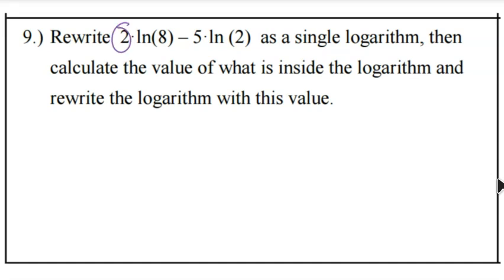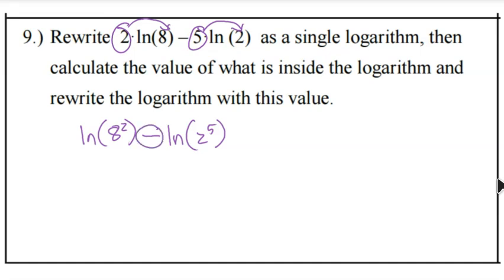We know that this 2 is going to become an exponent on 8. This 5 is going to become an exponent on 2. So we are going to have the natural log of 8 to the 2nd power, then minus the natural log of 2 to the 5th power. Then it says, then calculate, oh, we didn't do the single logarithm yet. We did the first part.